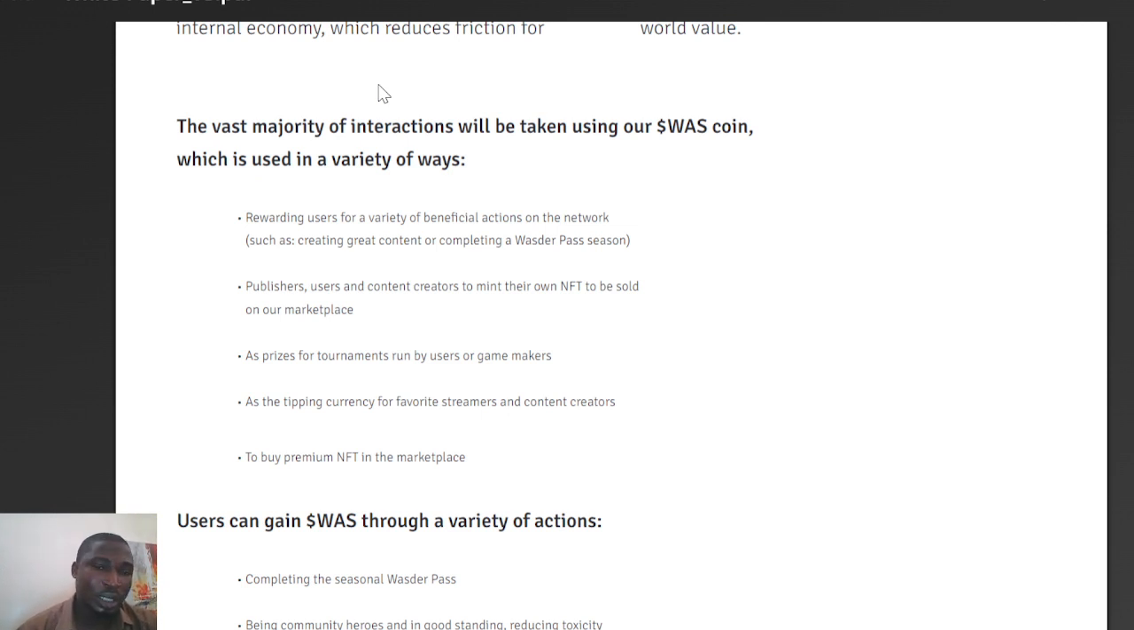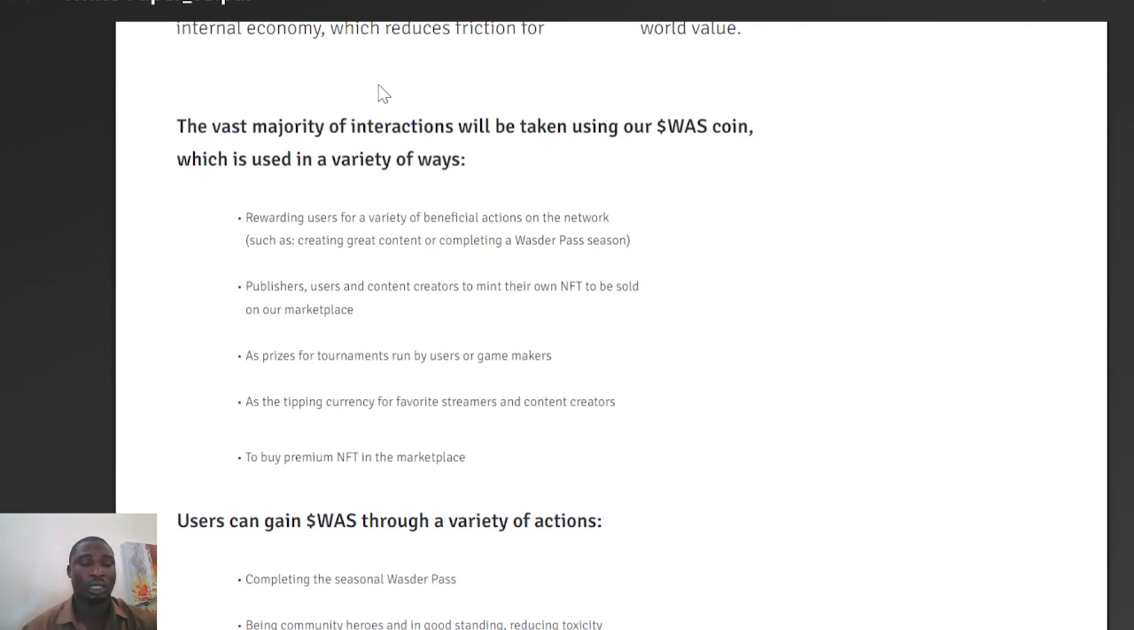Another interesting use for this token is that publishers, users and content creators can mint their own NFTs to be sold on our marketplace. That is what you can use this coin to do. Another one is that you can use it as a prize for tournaments run by users or on the game market and others.